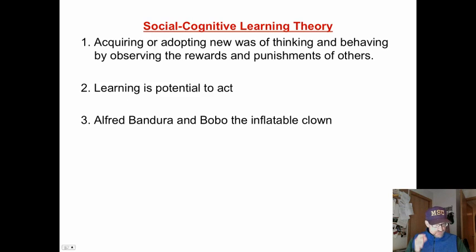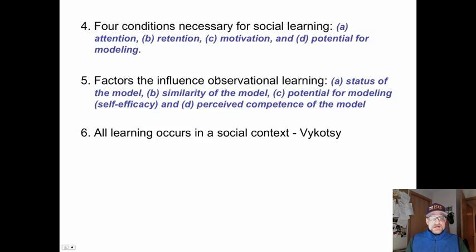What should pop into your mind is Albert Bandura and his experiment with Bobo the inflatable clown, and how that observational learning affected students' behaviors. There are 4 conditions necessary for social learning, and you can see these here. And factors that influence observation are the status of the model, similarity, potential for modeling that behavior, and perceived competence of that model. If you're not familiar with these 4 things, review in your book or look in your notes.